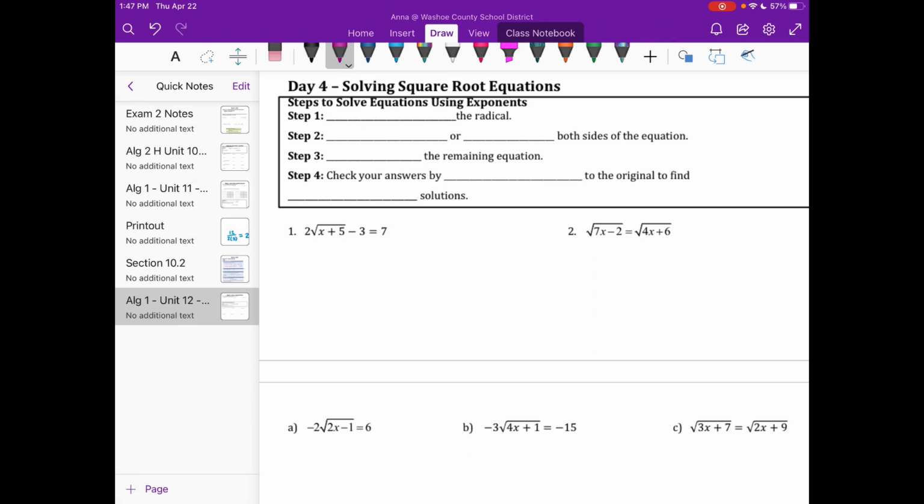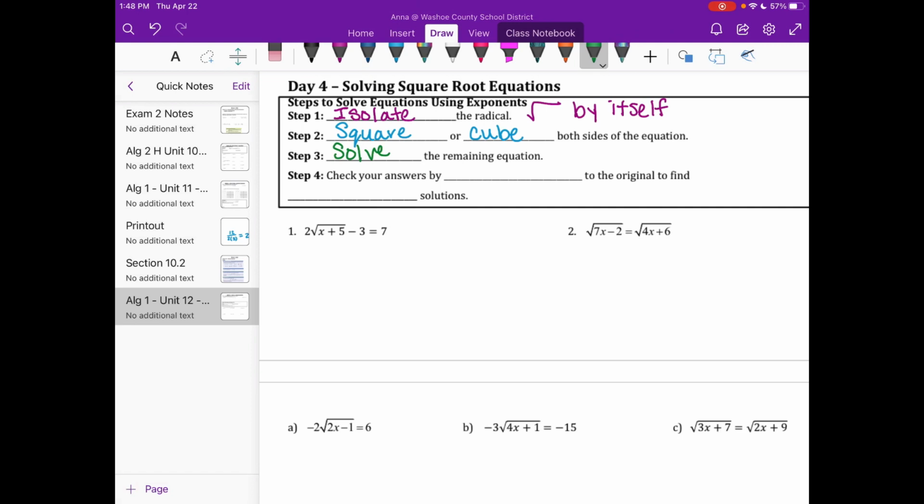So our first goal in step 1 is we isolate the radical. Okay? That means we are getting the radical by itself. So if you need to draw a little picture to say, hey, let's get the radical by itself, let's do that. Step 2, we need to square or cube both sides of the equation. And that makes sense because we are doing the opposite of square rooting something, which is squaring, or we might have a cube root, so you never know. Step 3, we solve the remaining equation.